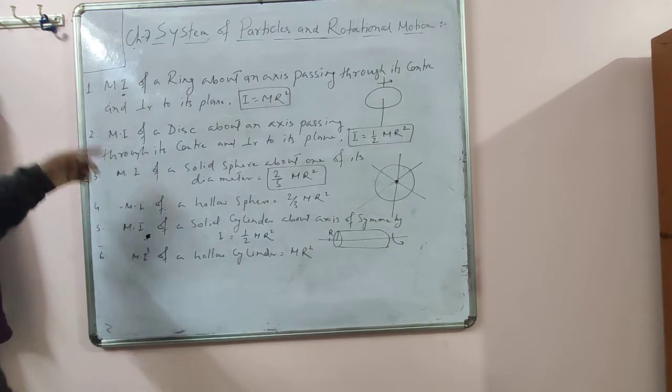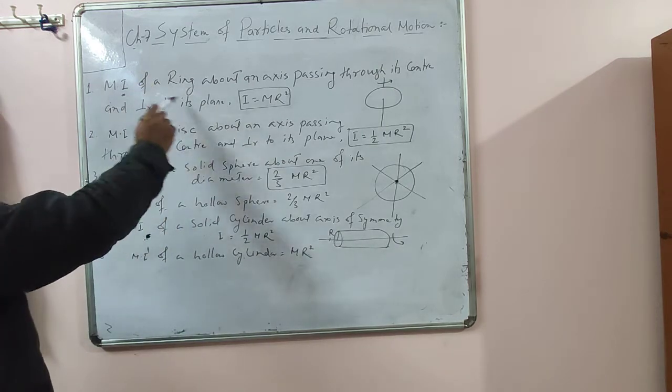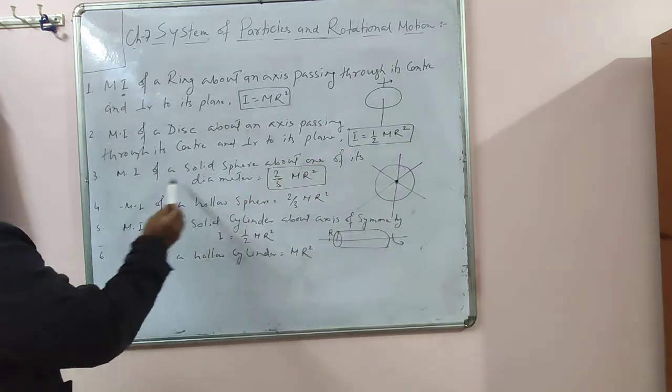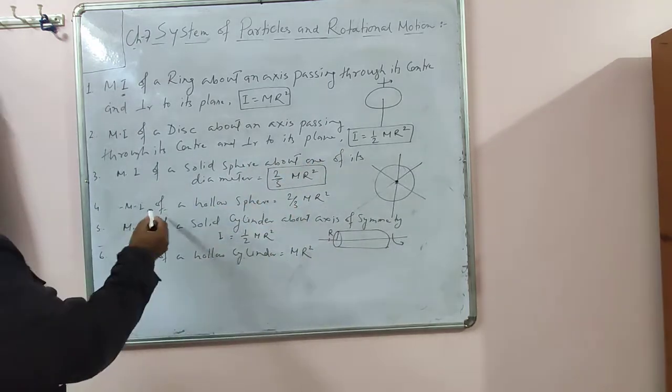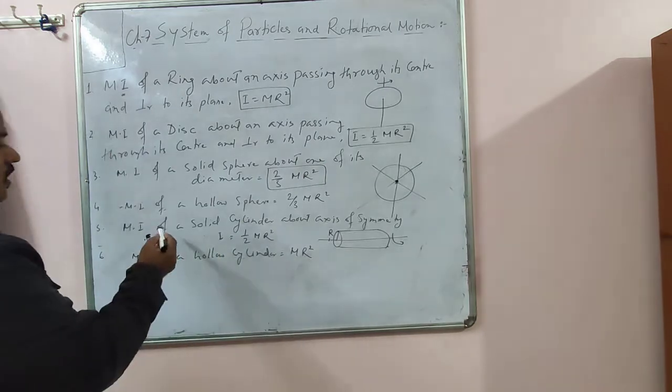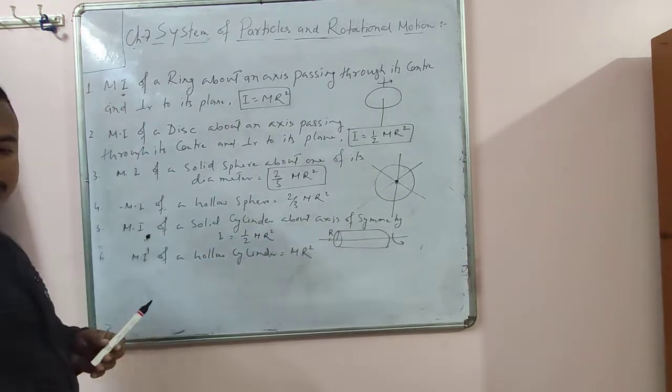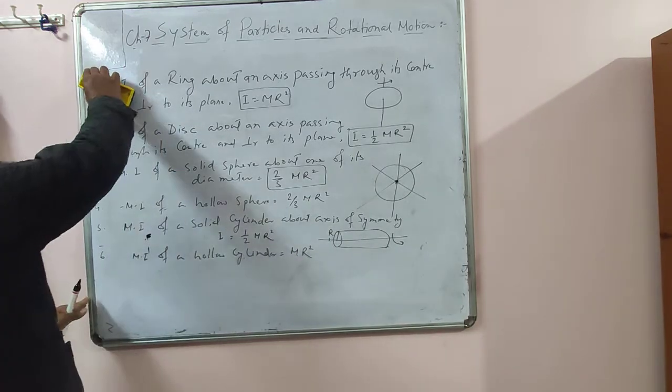So this you have to remember. For a ring it is mr square, for a disc half mr square, for a solid sphere 2 by 5 mr square, for a hollow sphere 2 by 3 mr square, for a solid cylinder half mr square, and for a hollow cylinder it is mr square.